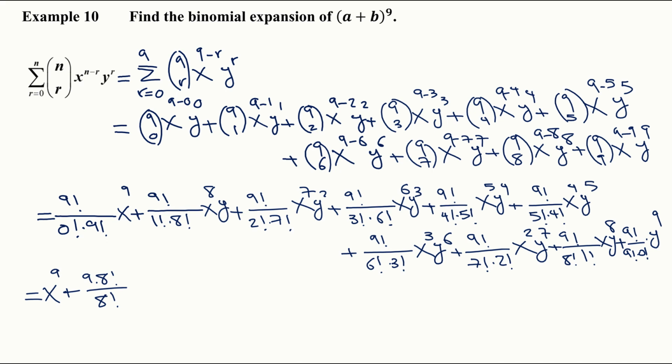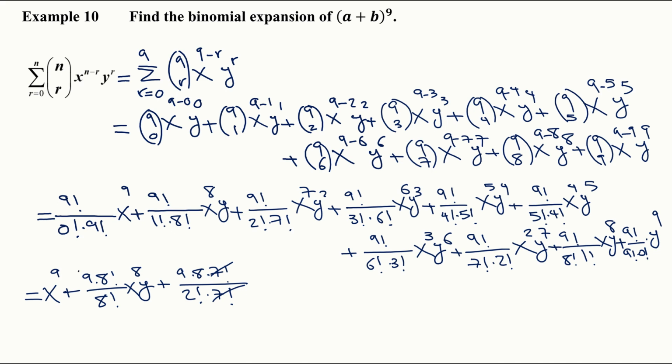9 times x to the 8 y plus 9 times 8 times 7 factorial over 2 factorial times 7 factorial. The 7 factorials cancel out, so we get 2 factorial is just 2. So we get 36, right?